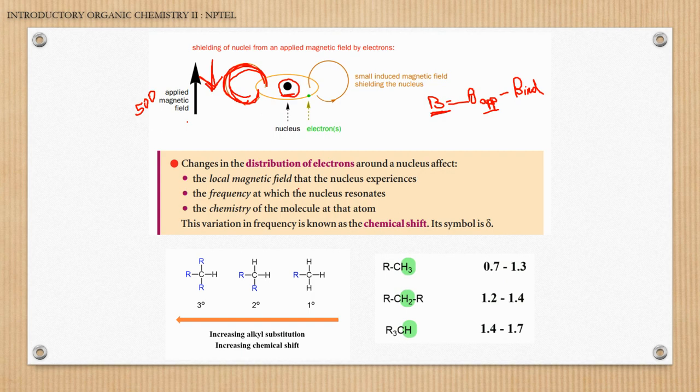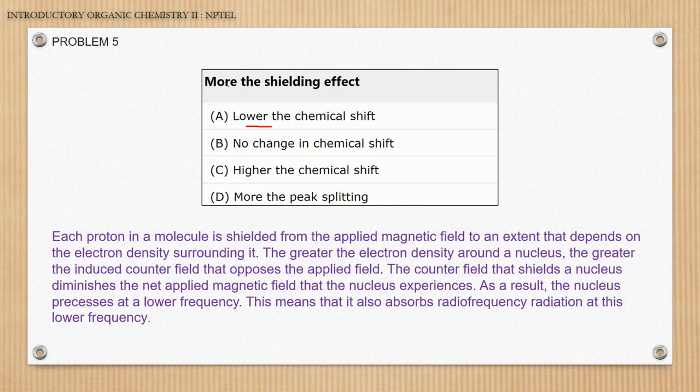Any answers, guys? Is it clear? Yes, ma'am, clear. Okay. So if you are getting this concept, then coming back to the question, they are asking if the shielding effect, that is the secondary interaction coming from the electron density around the nuclei, is higher, then what will happen? Your nuclei will feel a lesser amount of the resonance magnetic field which is present at the applied magnetic field. So now your nuclei will resonate with the frequency very quickly.